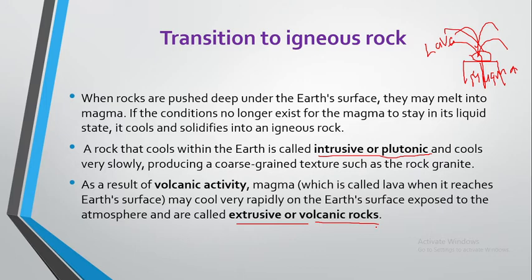That means inside the earth itself, this rock gets cooled. That is known as intrusive igneous rocks, and this cools very slowly, producing a coarse-grained texture. So we have already discussed the various igneous textures. What are all the igneous textures that we can observe in various kinds of igneous rock?